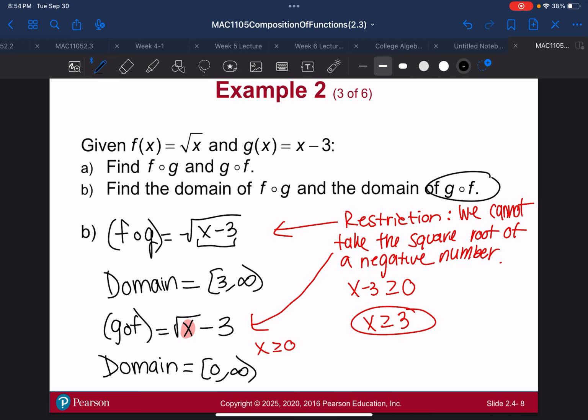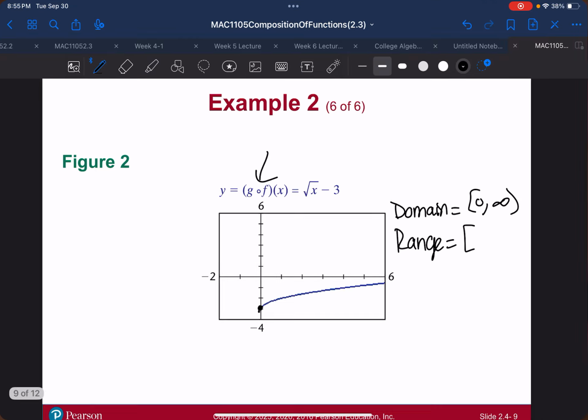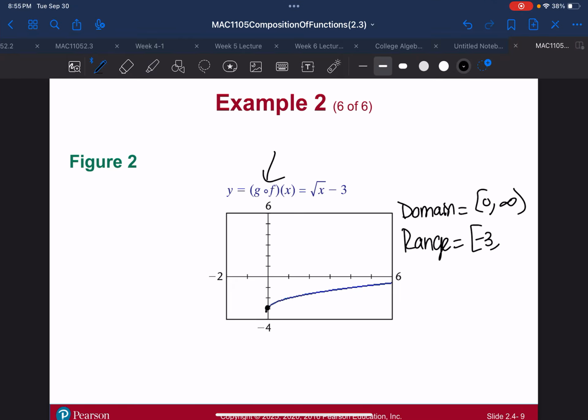And if we look at that graph of g of f, we see that that's true. So the domain, the x value starts here at x is 0 and goes off to infinity. And the range for this graph, the y value starts at negative 3 and goes to positive infinity.